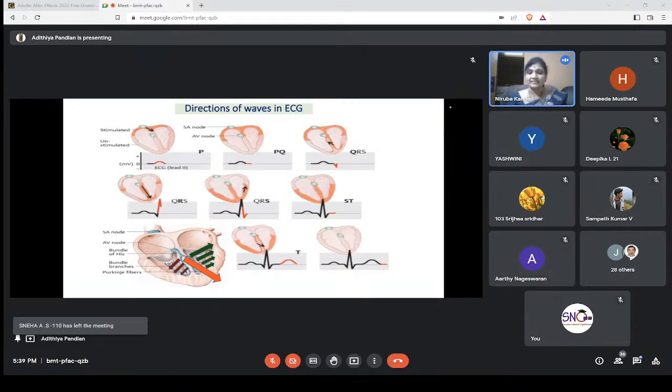In the QRS complex itself, we have two negative waves. One is Q due to interseptal depolarization, and one is the basal portion which is getting depolarized. Again, T wave is the repolarization, which is a positive wave. Next slide, please.